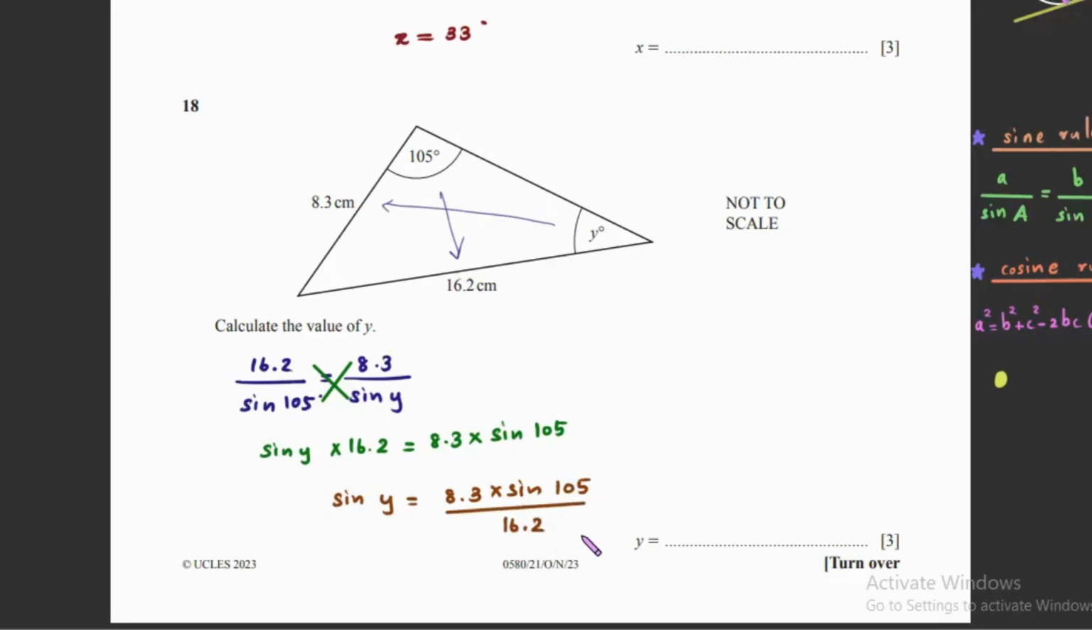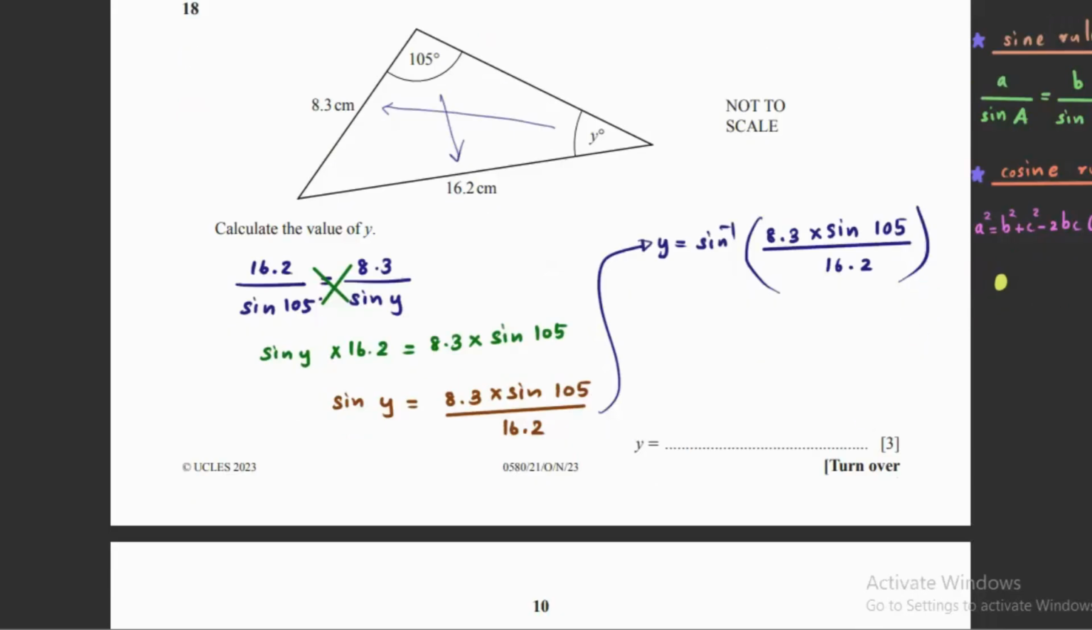But I'm supposed to find what y is. So y is the value of the angle. If I'm to find the value of the angle, I need to do the inverse function of the answer that I get for this, which means I can write this as the inverse sine of 8.3 times sine 105 divided by 16.2. I'm going to put this in the calculator and see what I get.